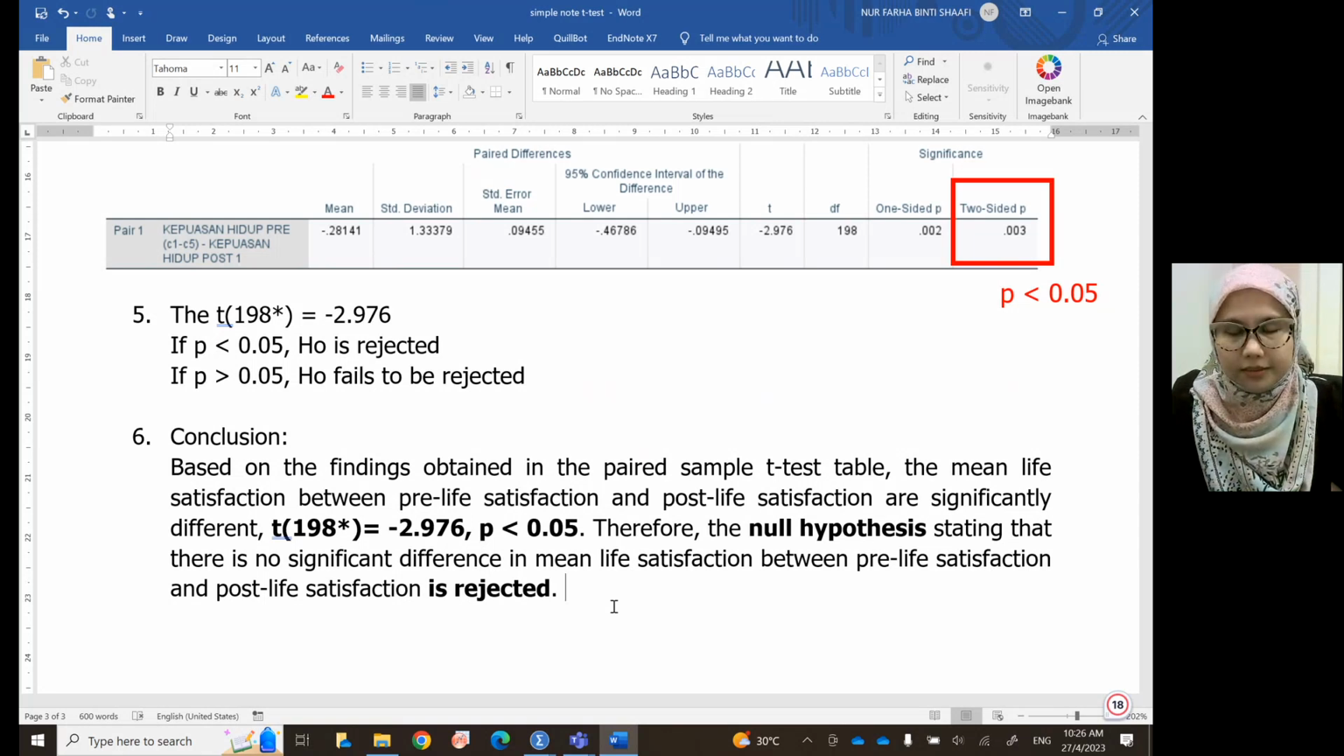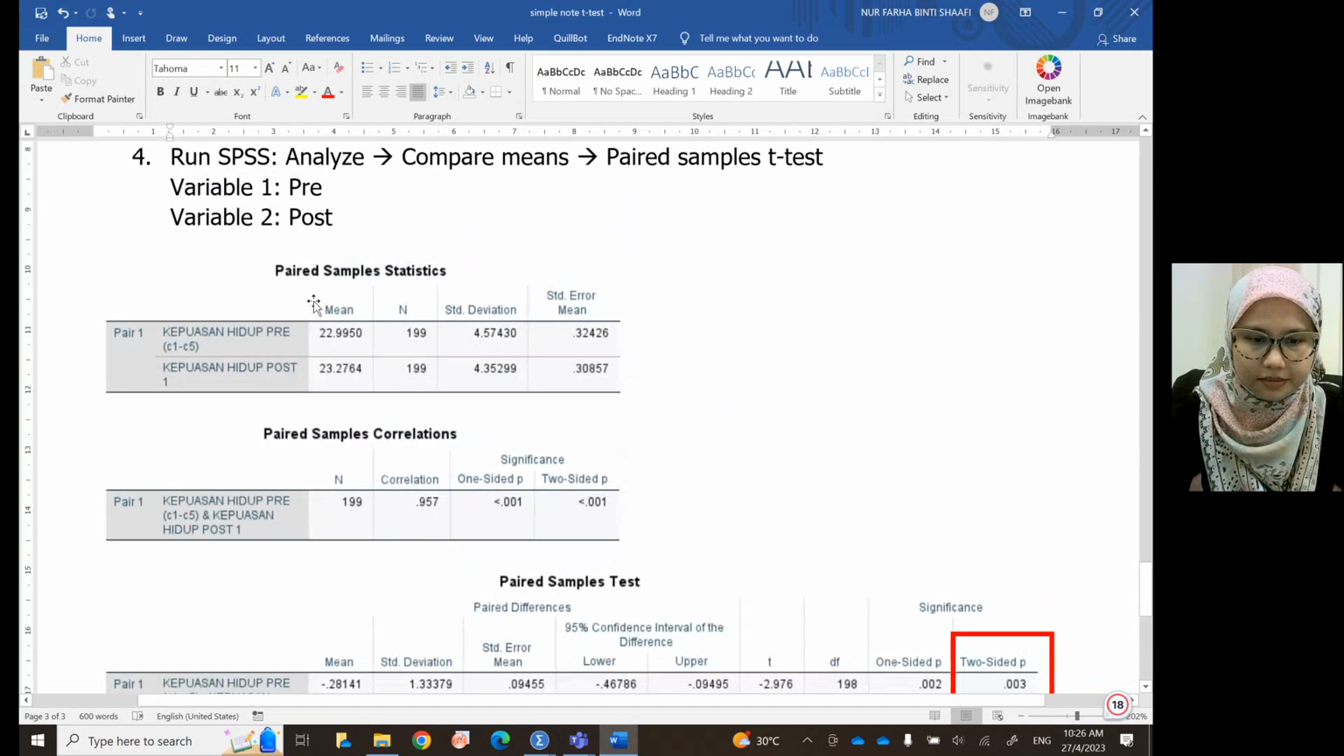Which one is higher, which one is lower? It depends on your mean value here. If you can see here, the mean value for post-life satisfaction is higher than the mean value for pre-life satisfaction. For post-life, your value is 23.2764 with the standard deviation 0.31. For your pre-life satisfaction, the mean is 22.995, with the standard deviation 0.32. So this mean you need to report as well.